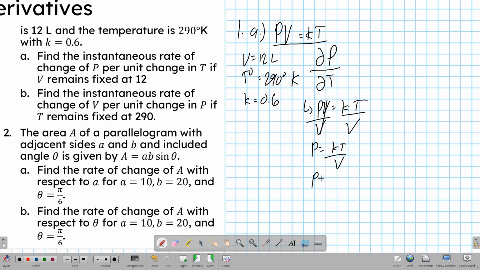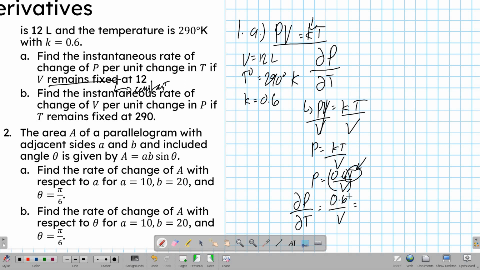We're going to have P, actually we need to place 0.6 on it, so we have 0.6 T over V. So with that, if we find the partial derivative of P in terms of T, this becomes 0.6 over V only. Why? Since V remains fixed, V is a constant, so 0.6 over V is a constant. What we need to derive is only T, and the derivative of that is 1. That's why we have this.